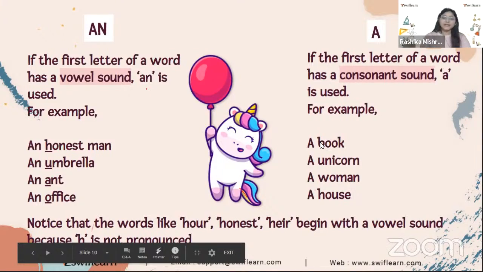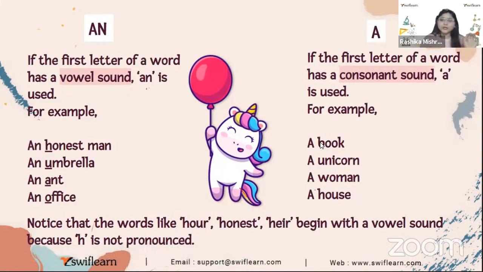Now, notice the important note here. Notice that words like hour, honest, heir begin with a vowel sound, right? Because H is silent in these words, that is why we believe that the first letter of these words sounds like it starts with a vowel, and that is why we always put an before these words.